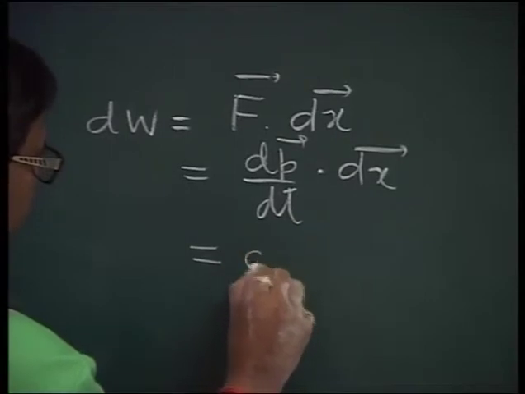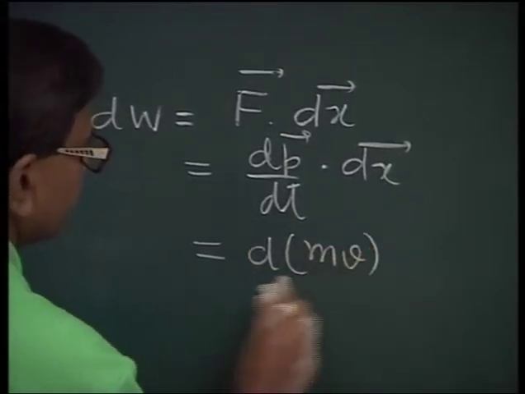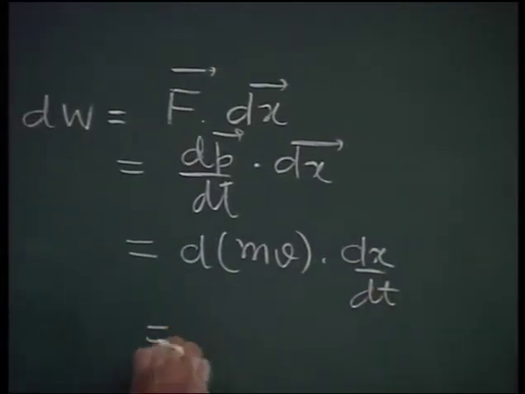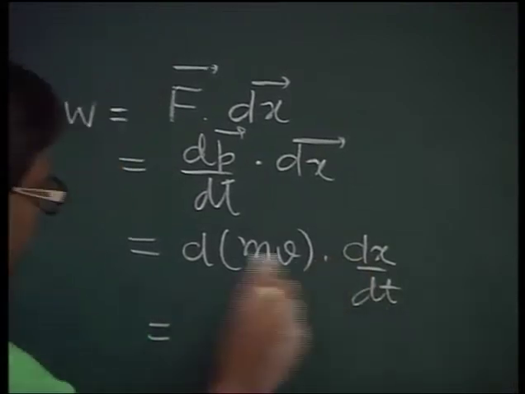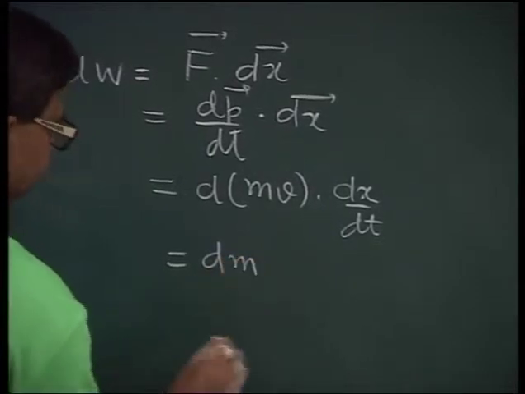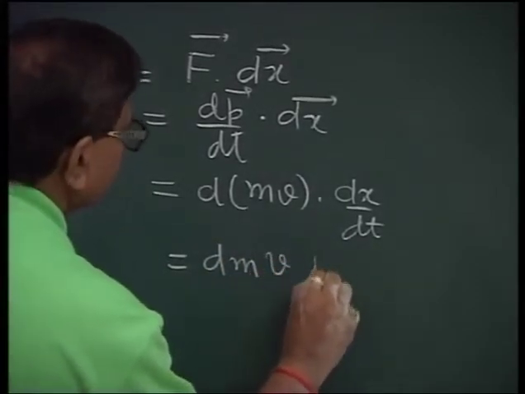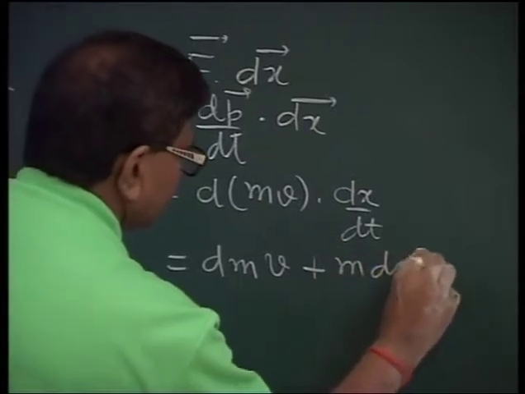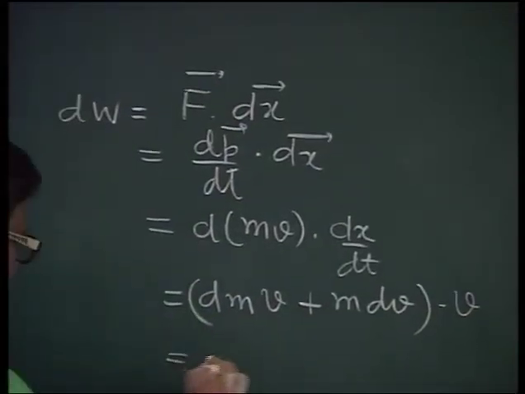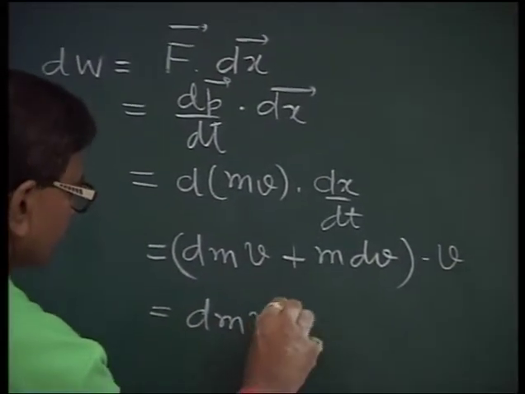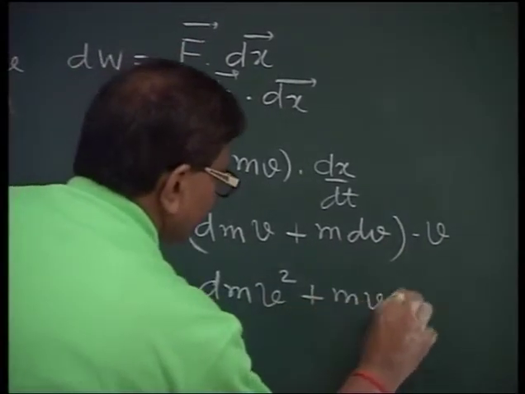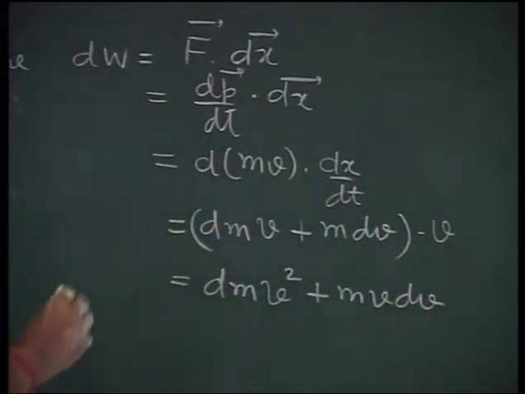I can write d(mv)/dt times dx, and this is simply (dm v plus m dv), since mass is no more constant, dot v. This gives me dm v square plus m v dv. This is the work done.